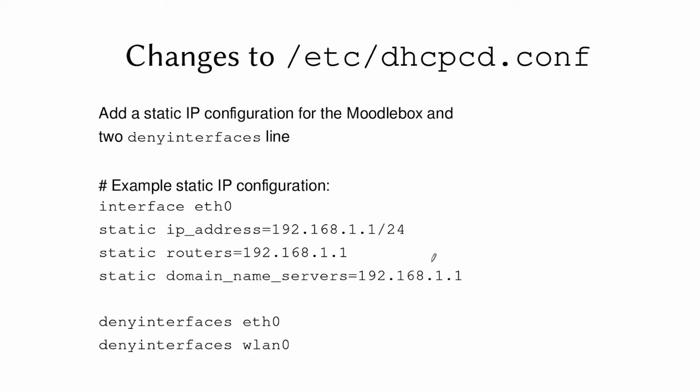And then we make changes to /etc/dhcpcd.conf. I added a static IP configuration for the Moodlebox and two deny interfaces lines. Here is an example of the static IP configuration, and then the deny interfaces. We can edit in the terminal. I usually use nano, so I just issue sudo nano /etc/dhcpcd.conf, and after modifying it, I saved it.